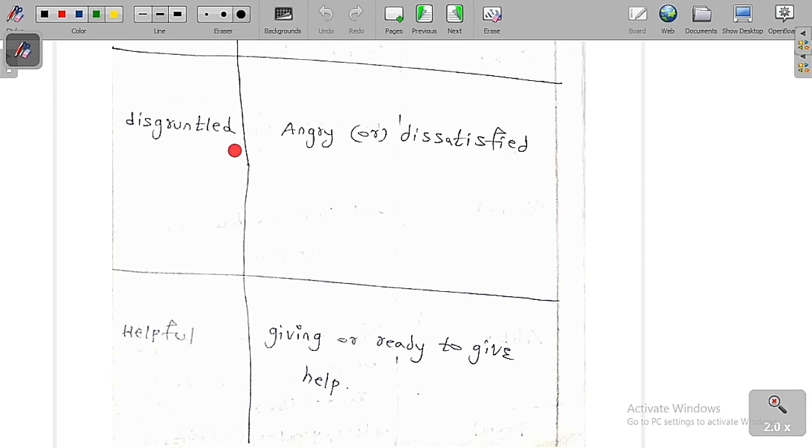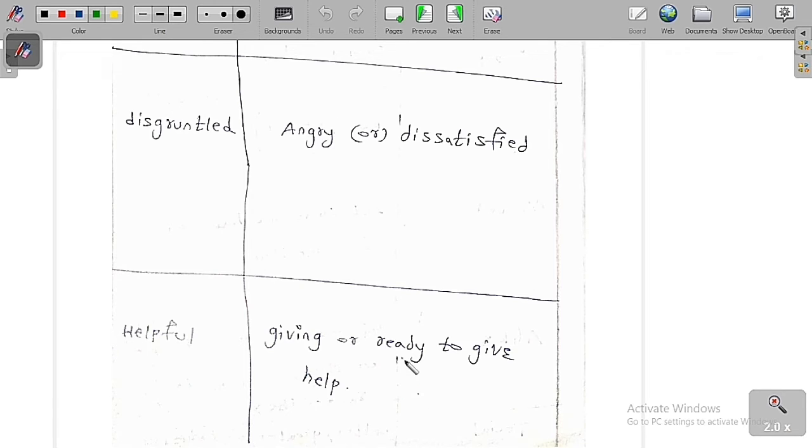Disgruntled means angry or dissatisfied. Means you are not satisfied about something. So it is called disgruntled. Or simply we can say it is dissatisfied, means you are not satisfied with something. And helpful means giving or ready to give help. So helpful means you are helping someone because someone needs help. You are giving or ready to give help to someone. It is called helpful.